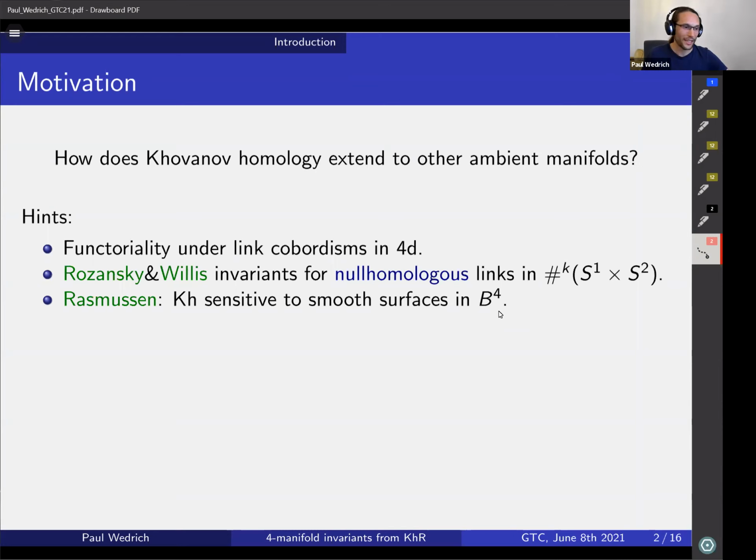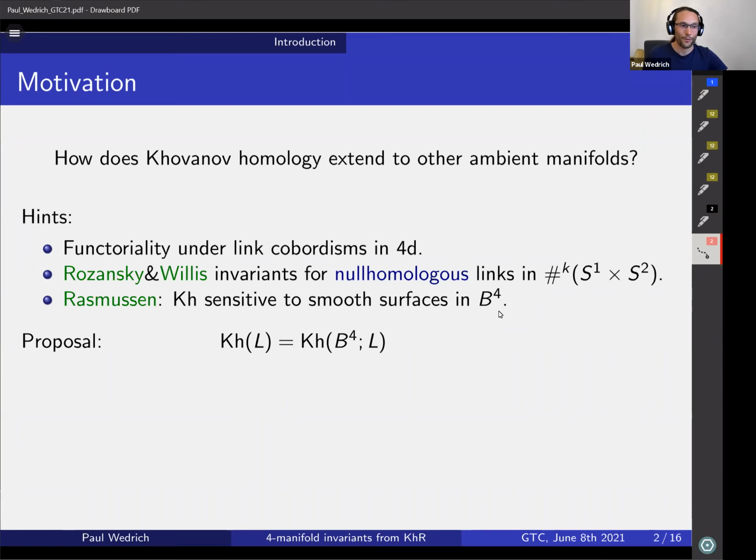Okay, and this motivates the following perspective. Khovanov homology should be thought of as an invariant of links in the boundary of the four-ball. That's the perspective that I want to take for this talk.